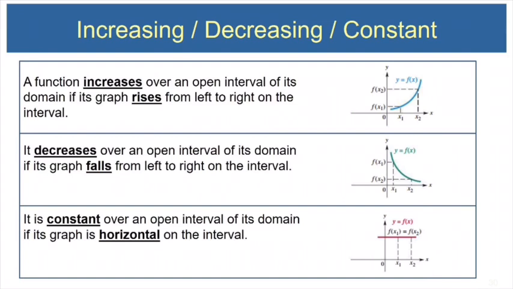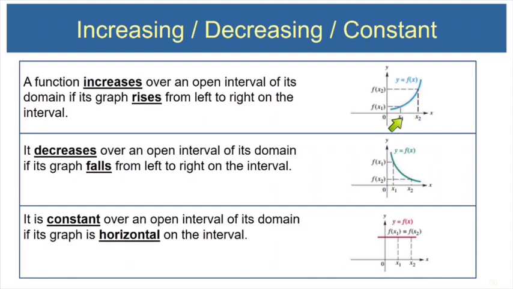Now we're going to talk just a little bit about how to tell where a function is increasing, where it's decreasing, and where it's constant. So first we have to determine what we mean by these words. A function is increasing over an open interval of its domain if the graph rises from left to right on the interval. So look at this graph.